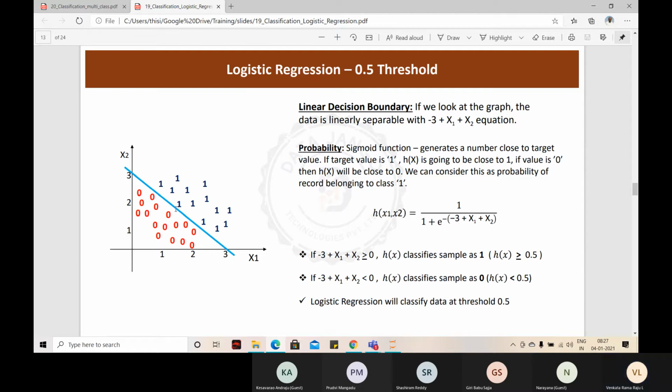On the line records are going to have a small decision score and probabilities are also close to 0.5. The far away records will have very high decision scores and the probabilities are also going to be close to 0.9. Got it?